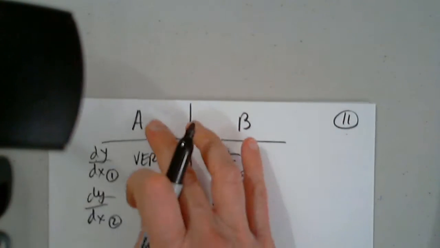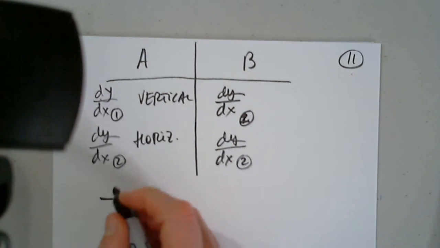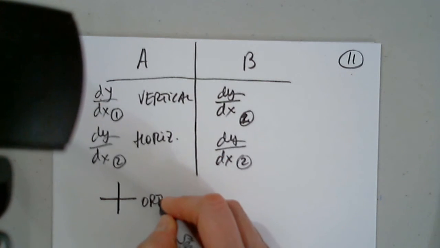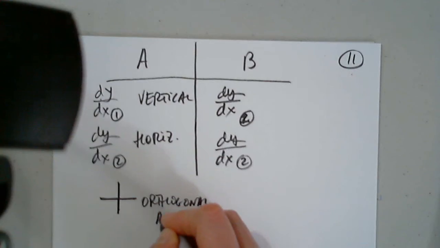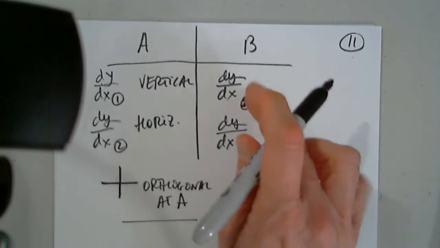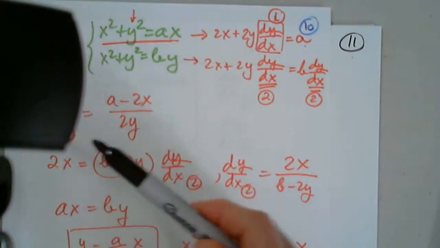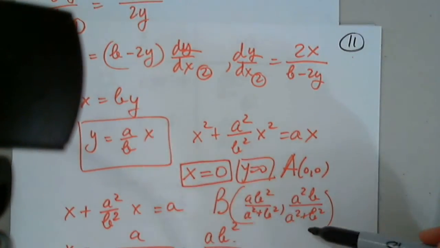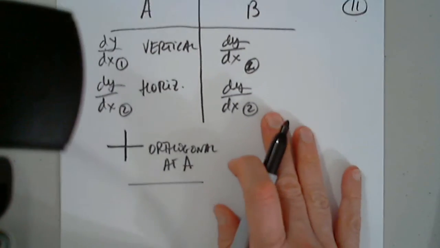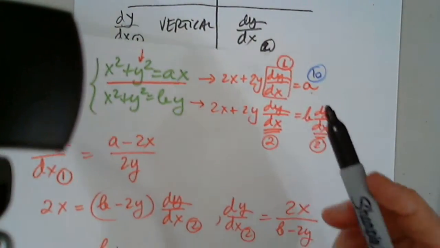So at the first point of intersection, one tangent is horizontal, the other one is vertical, and I will say orthogonal trajectories of each other at A. This is done. Now I have to check for B. dy over dx for 1 when I plug in point B.